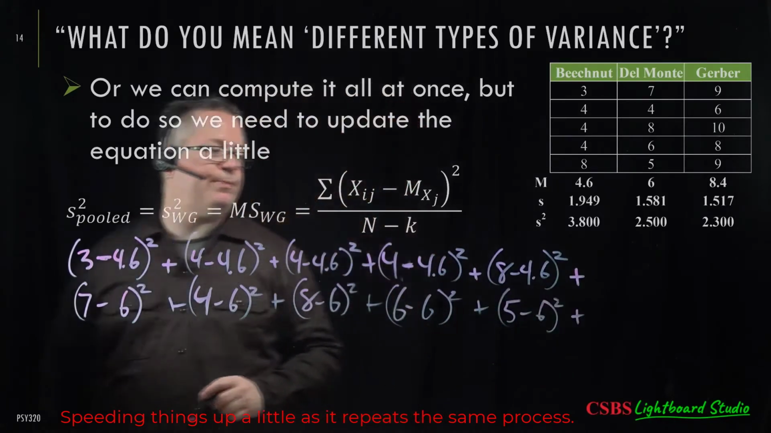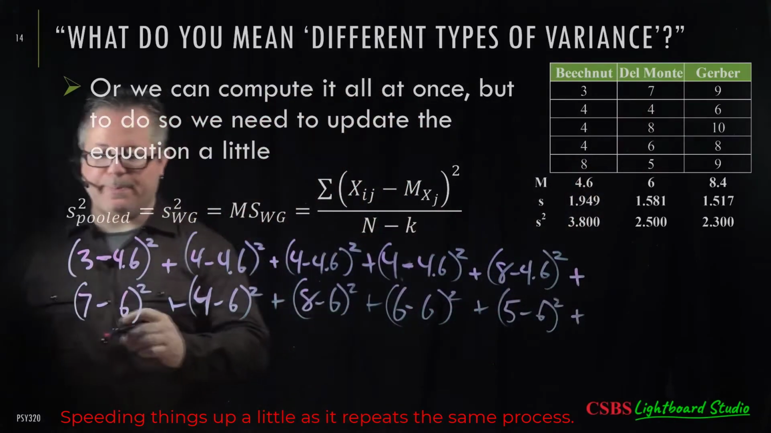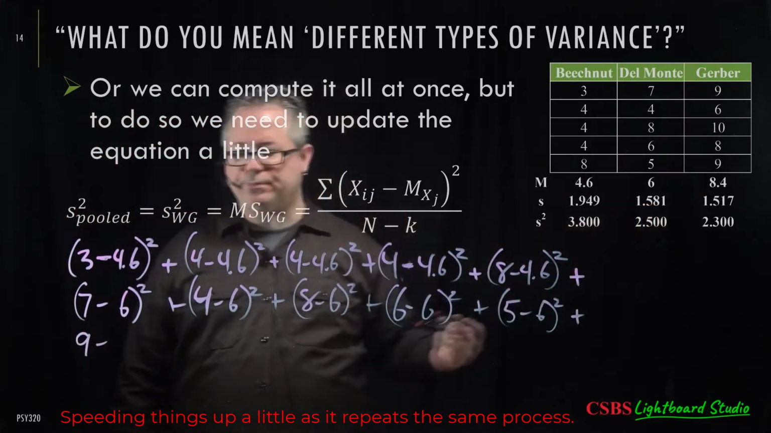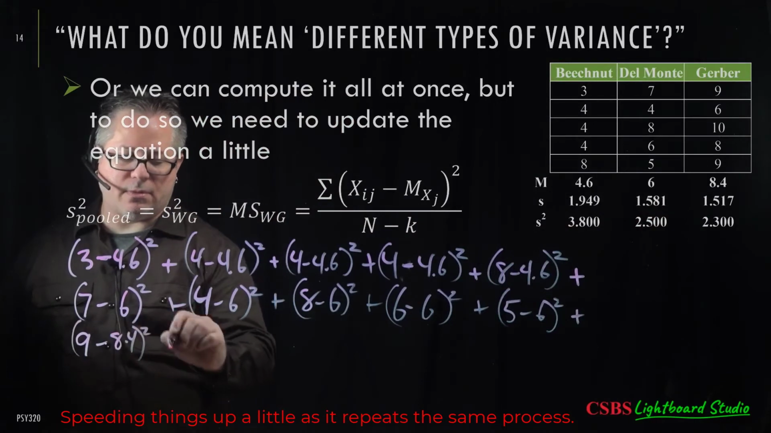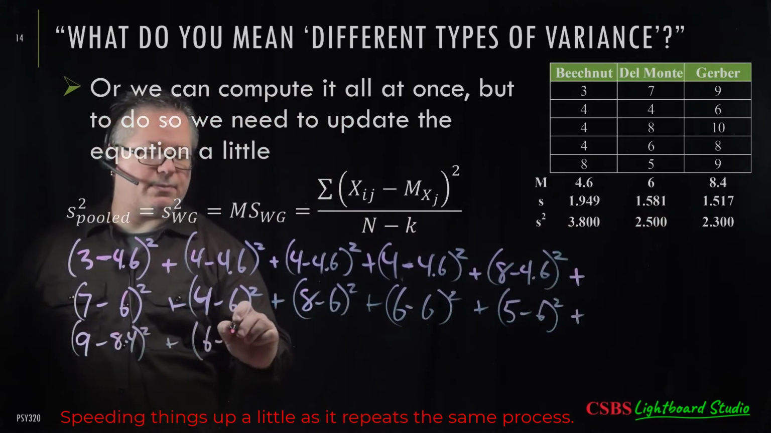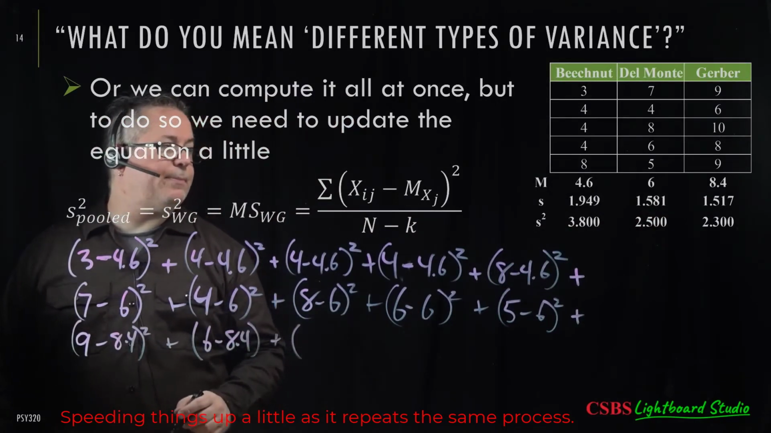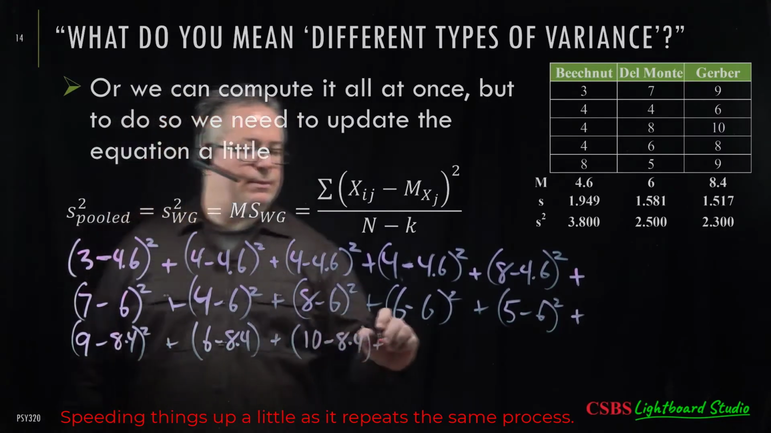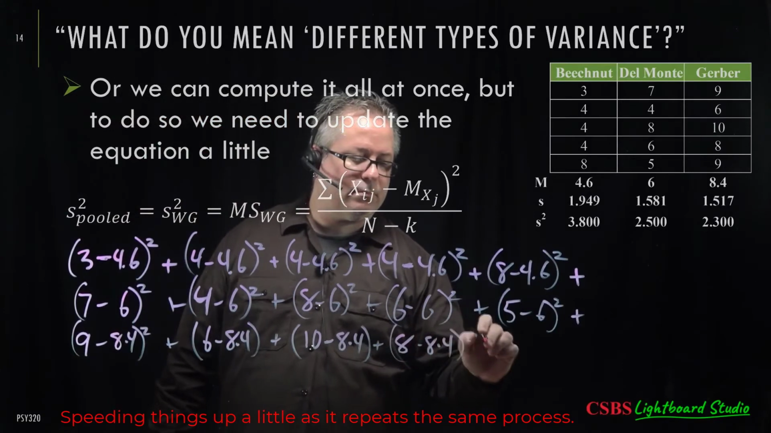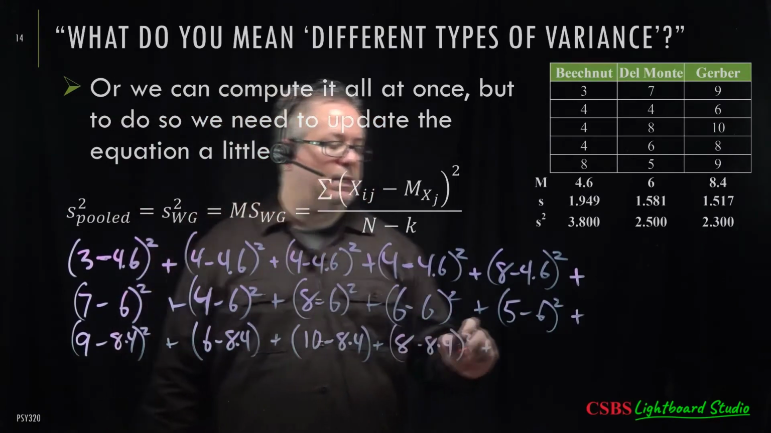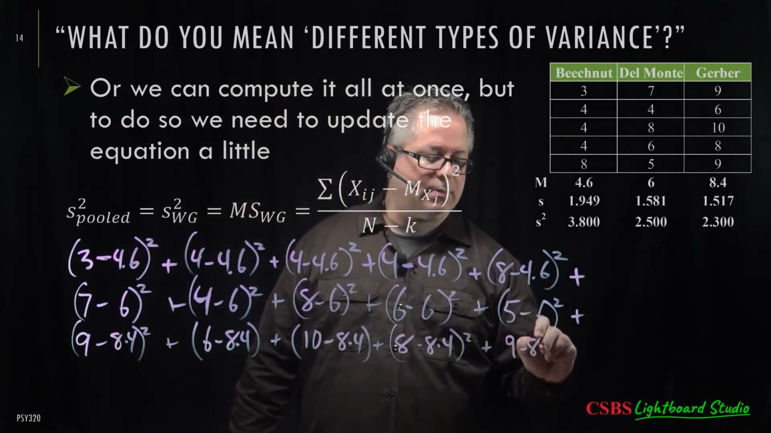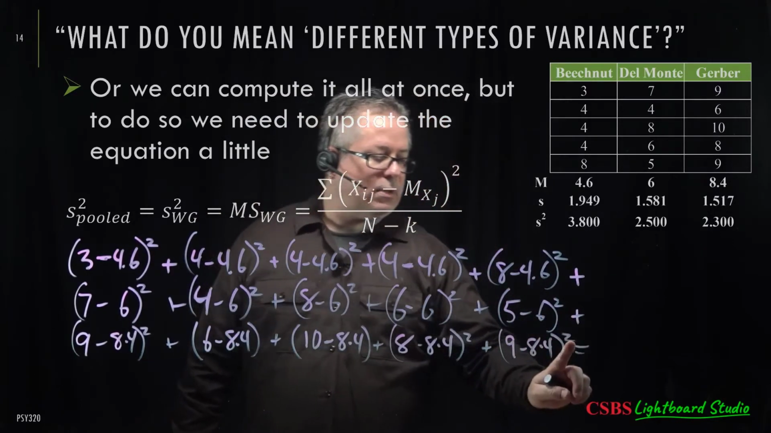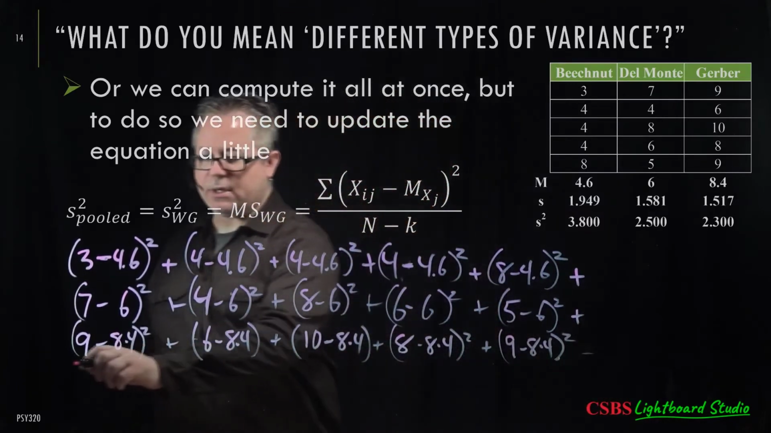I'm going to keep going. Got one more group to do. So as I switch to the last group, number 9 there, 9, but I'm not going to subtract 4.6 or 6 like I did for those two. This has got a mean of 8.4. So I'm going to subtract out 8.4 here. And the next one is 6, and then 10, 8, and then last, 9 minus 8.4 squared. So not quite equals all of that. I'm going to sum all that up.